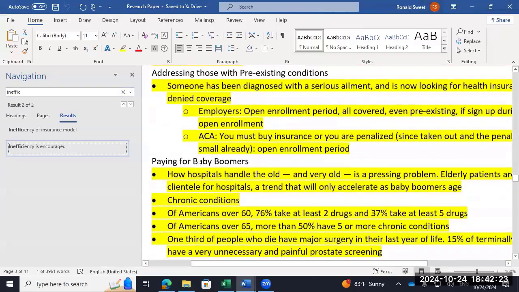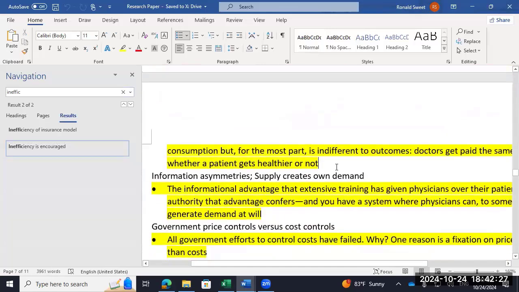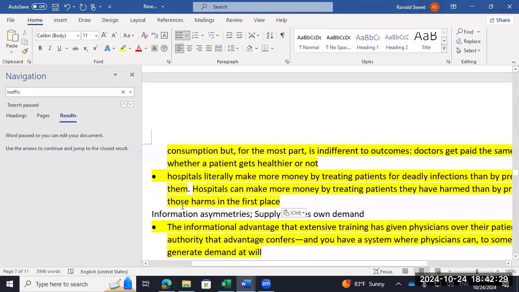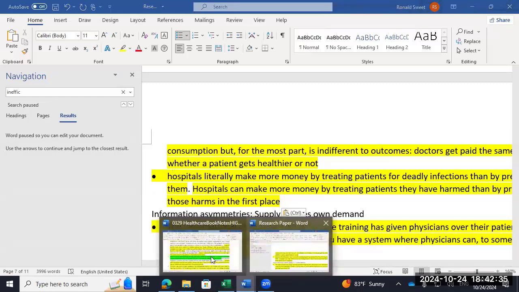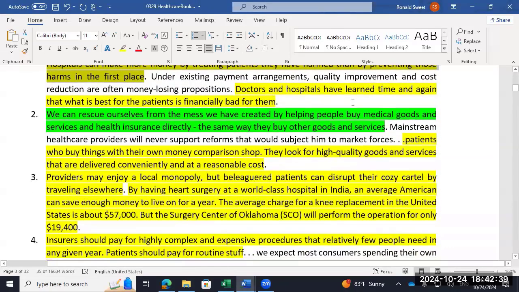I've got so many on that one already, though. Real similar to what you heard in the movie. I'm paid more when I harm my patients. It's a sad part of the industry. Doctors and hospitals learn time and again that what is best for the patient is financially bad for them.